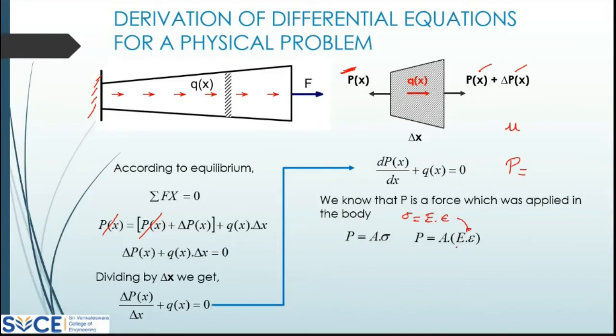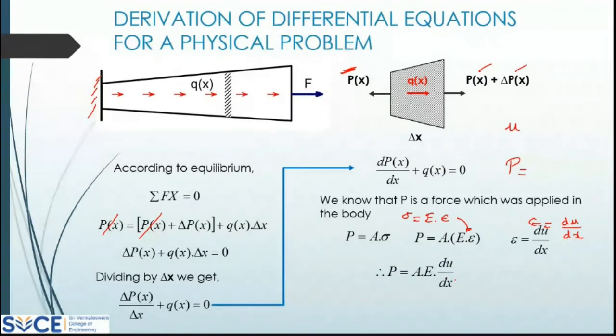So you will get E into strain. Right. Now, what is strain? Strain is nothing but du by dx. According to differentiation, your strain is always du by dx. So let me substitute this. You will get your P is A E du by dx.